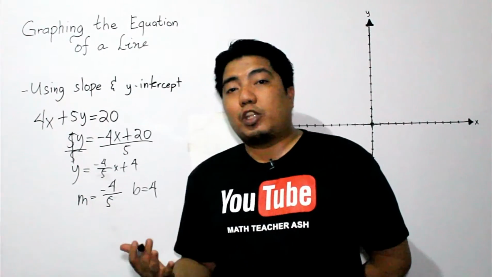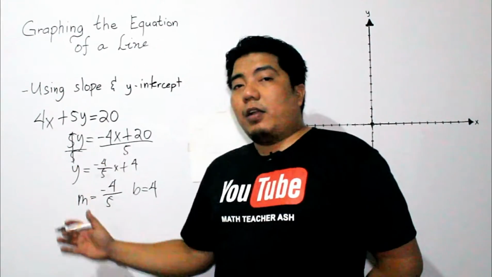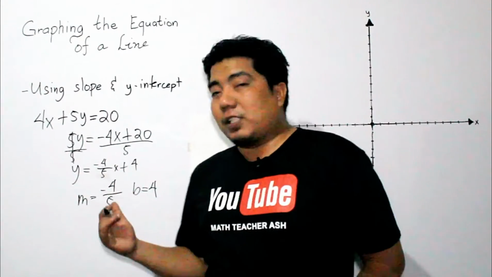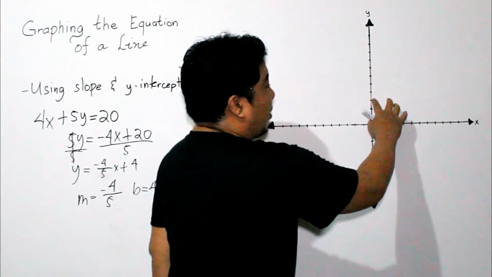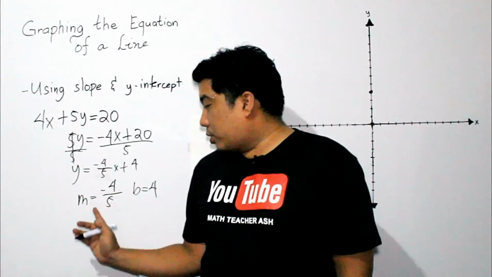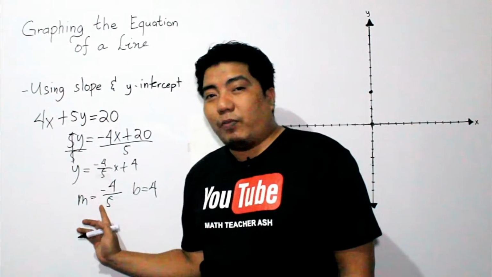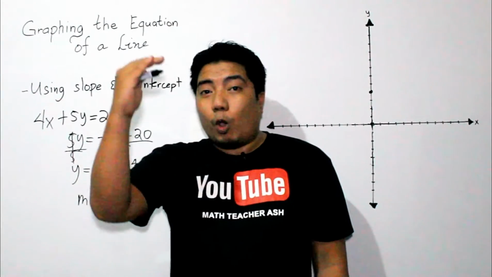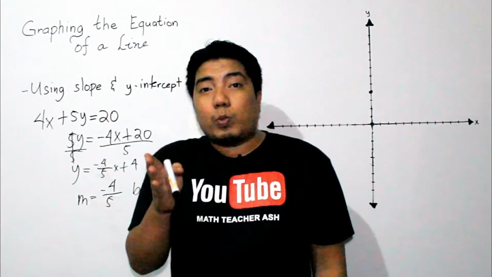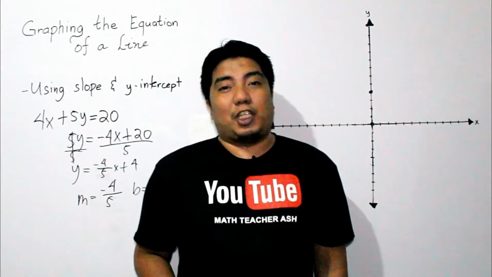Now, what does y-intercept mean? So, in here, what we can do is we plot first our y-intercept, and that is positive 4. So, that is 1, 2, 3, 4. That is here. And then, we will use our slope. This is negative 4 over 5. Negative 4 means we will go down 4 units. And positive 5 means we will run at the right part of the Cartesian plane.